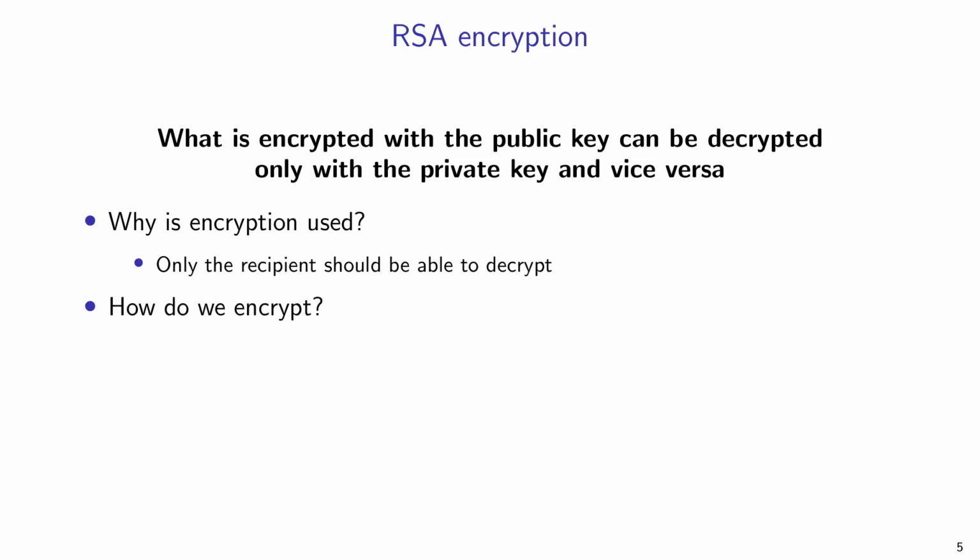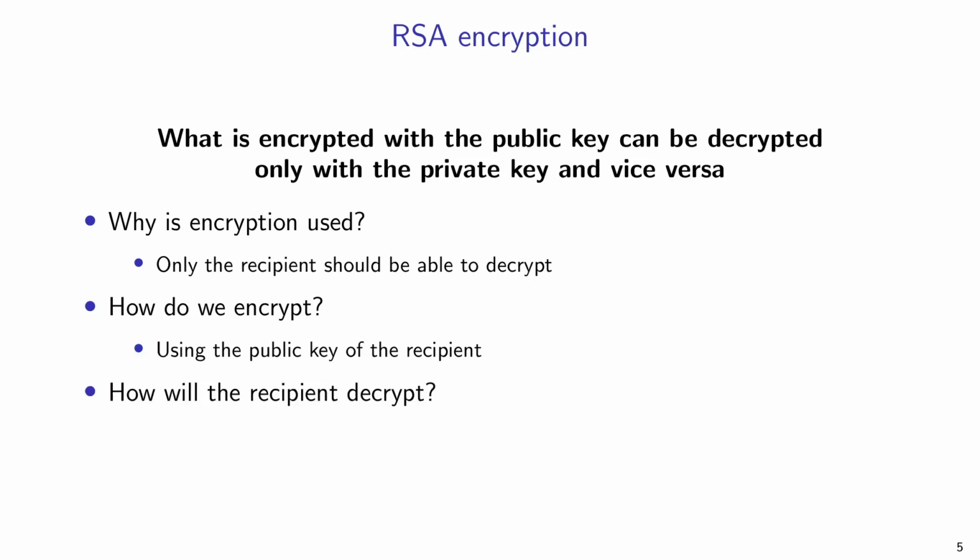How do we encrypt? What do we need to encrypt something for the recipient? We need the public key of the recipient. So we encrypt using the public key of the recipient. Now, how will the recipient decrypt? Using their private key, right? Now, what is commonly overlooked is the fact that to encrypt something for the recipient, we do not need to generate a key pair. We just need the public key of the recipient. Only if we ourselves want to receive some RSA encrypted message, only then we have to generate a key pair and publish the public key.